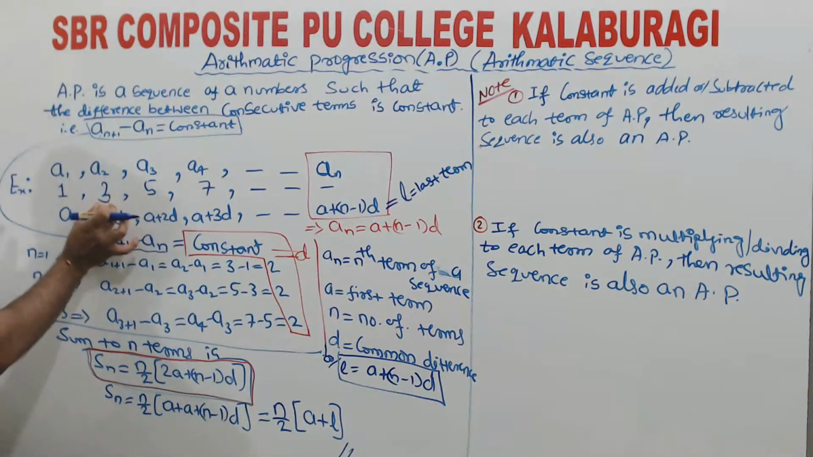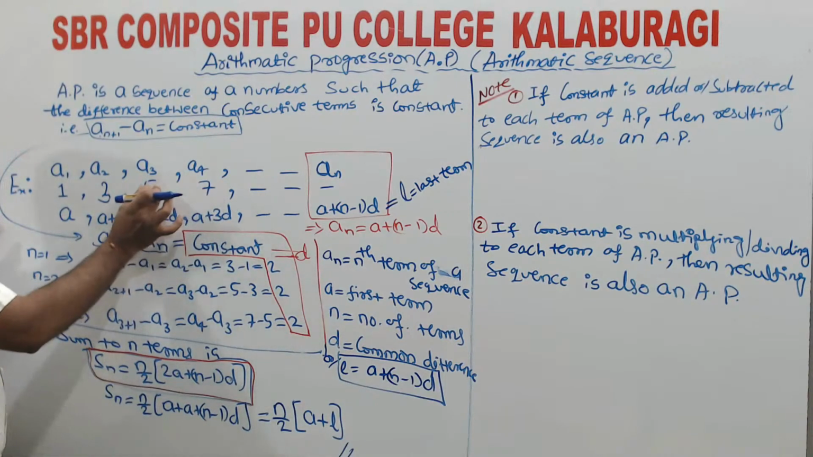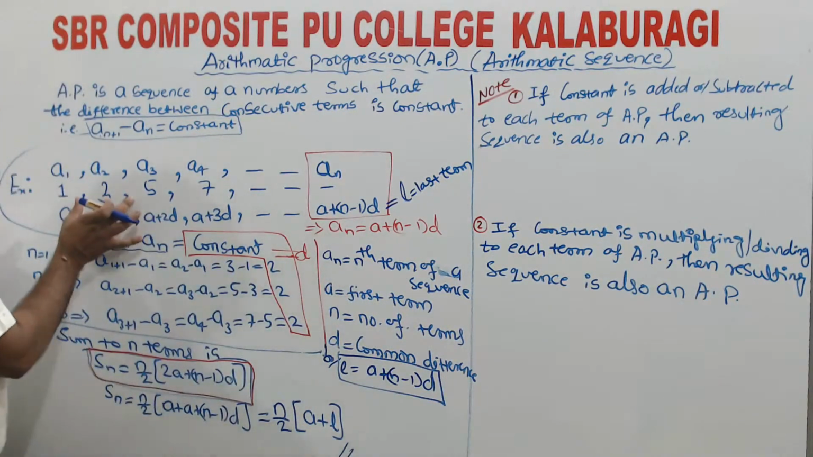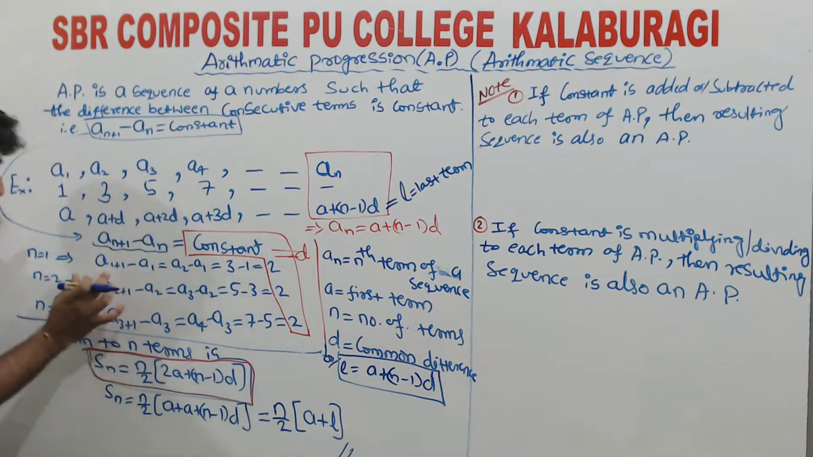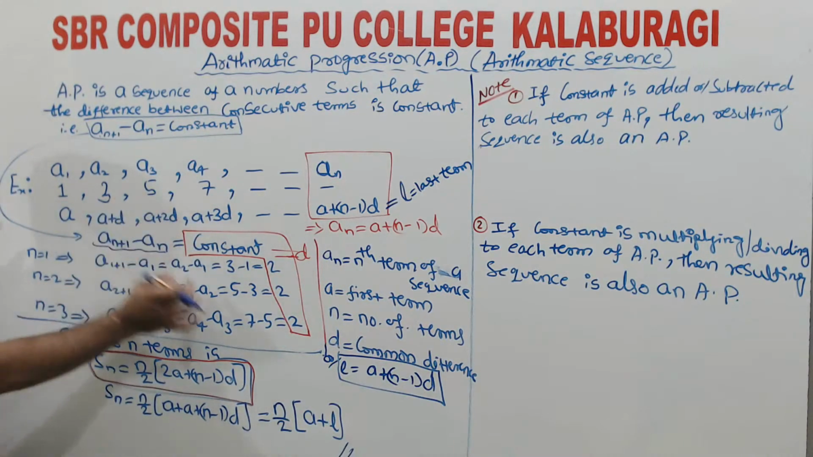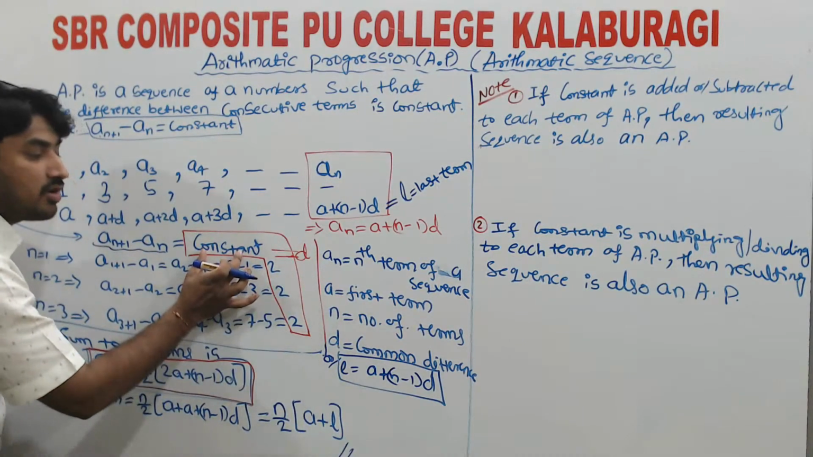5 minus 3 gives again 2. Then the fourth term minus the third term, 7 minus 5, again gives 2. It means, according to this example, the difference between consecutive terms is always constant. Here, 2 is what? Constant.